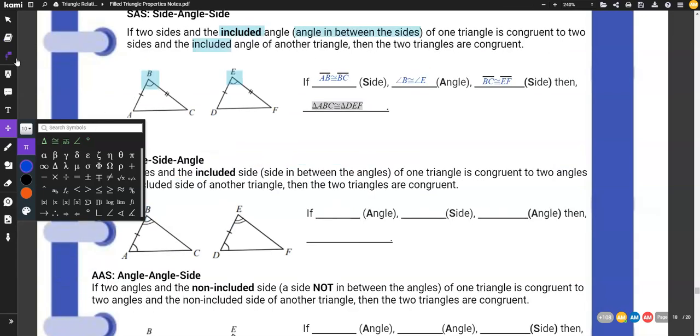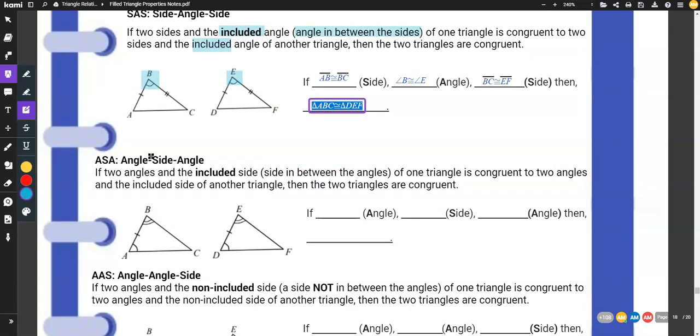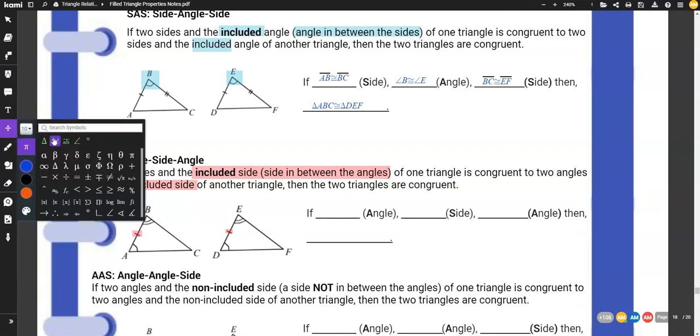All right, moving right along. Our next one is called angle, side, angle. If two angles, and again, the included side, remember the side in between the angles, of one triangle is congruent to two angles and the included side of another triangle. So again, right here, we've got angles and a side between, angle and the side in between. So if you have that case, then the two triangles are congruent by angle, side, angle.